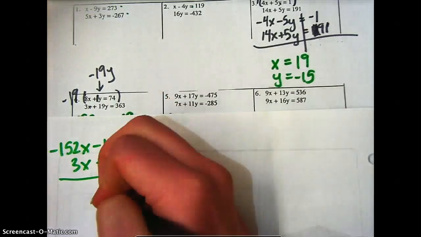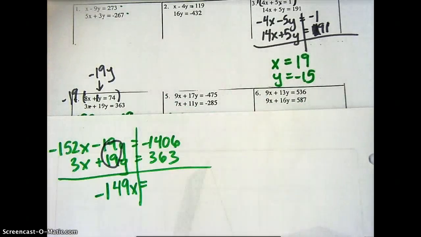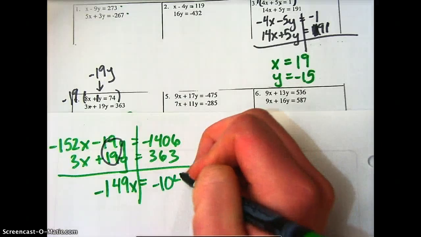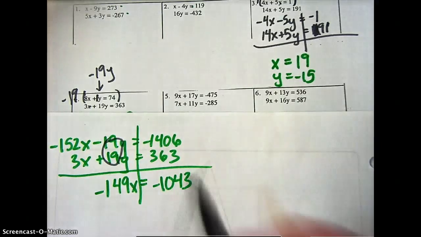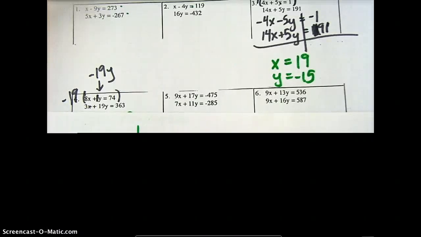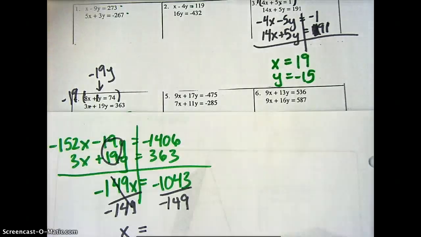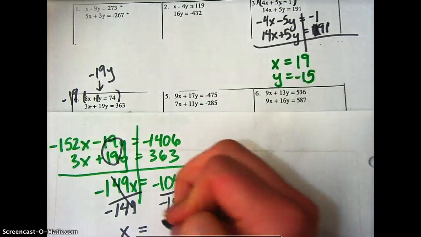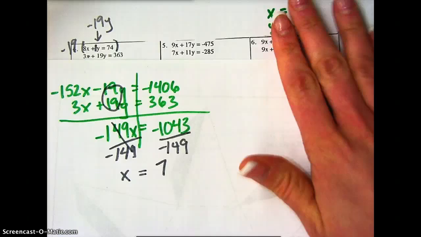Now we'll have negative 149x equals, let's see, negative 1406 plus 363. I get negative 1043. And my final step is to divide both sides by negative 149 in order to get the x alone. That cancels. X is going to be positive 7. And now remember, our goal is always to find both x and y.